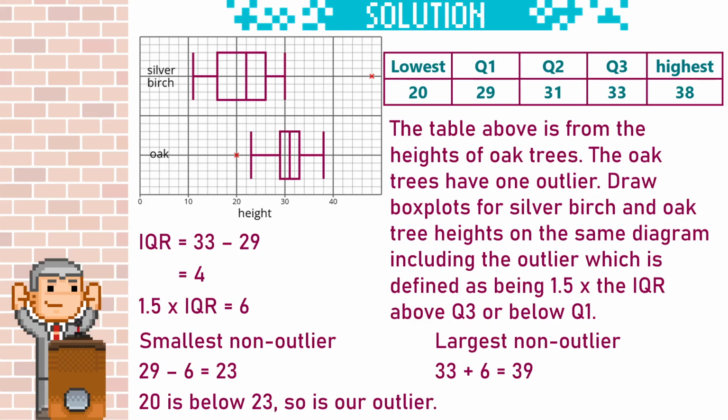Now we can draw the box plot by plotting out the 20 as an outlier, and the lower quartile, median, upper quartile and highest values are just written from the table. But we've got an issue here because our lowest is shown in the table as 20. We don't know what the next lowest is. So what we need to do is have a look at what the lowest possible value is. That's identified by our outlier formula, that 23 is our lowest possible one. So we plot this as our lowest value on our box plot.